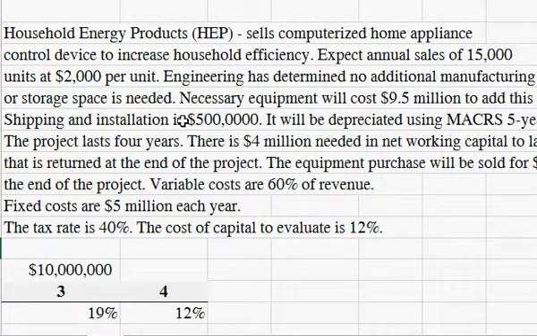It does say depreciation is using the maker's 5-year system. The project itself is going to last 4 years, so the equipment will not be fully depreciated at the end of the 4 years. The $4 million in net working capital comes back at the end of the project, so that'll be our third area, the terminal values. It also says the equipment that you're purchasing for the $10 million is going to be sold for $2 million at the end of the project. Variable costs run 60% of the revenue. Fixed costs are $5 million a year, and the tax rate is 40%, and evaluation is at 12%.